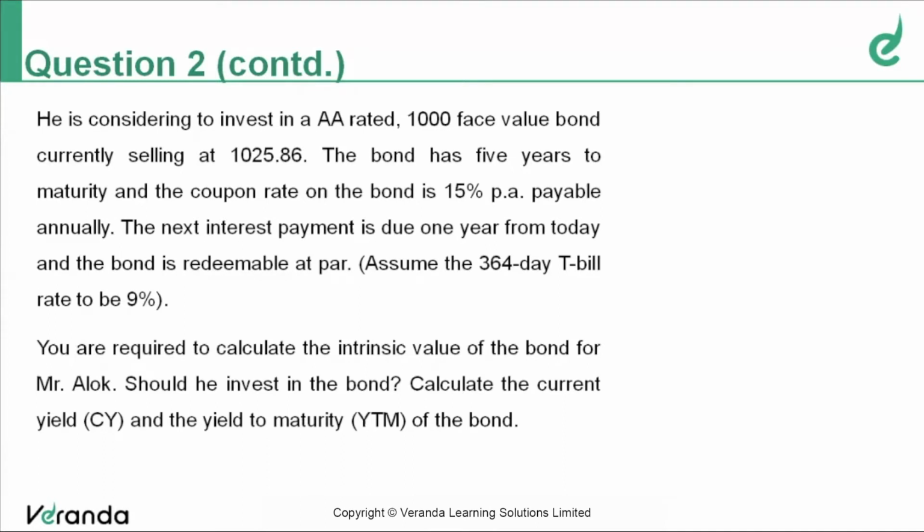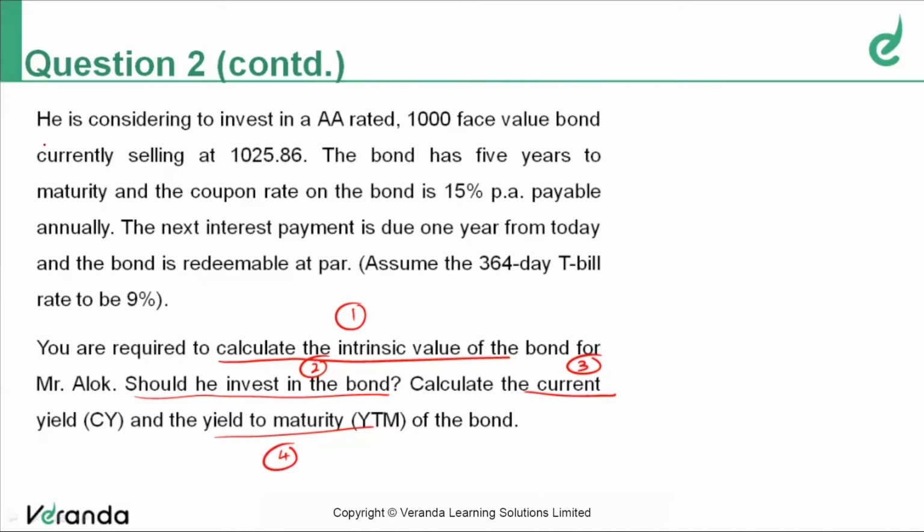Right. Okay. So the question is about multiple items. Whenever we read a question, we should read the requirement carefully. The question is: calculate the intrinsic value. Then, should he invest? Calculate the current yield, 3, and yield to maturity 4. In fact, I said 3, in fact, it is 4. There are 4 questions that you have.